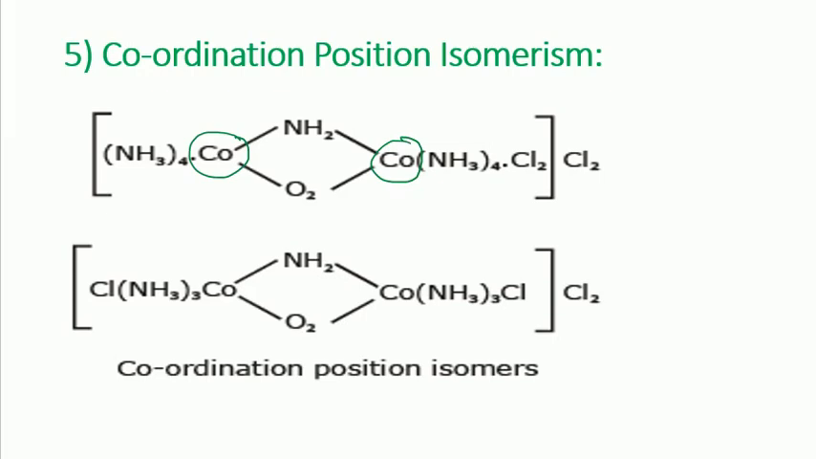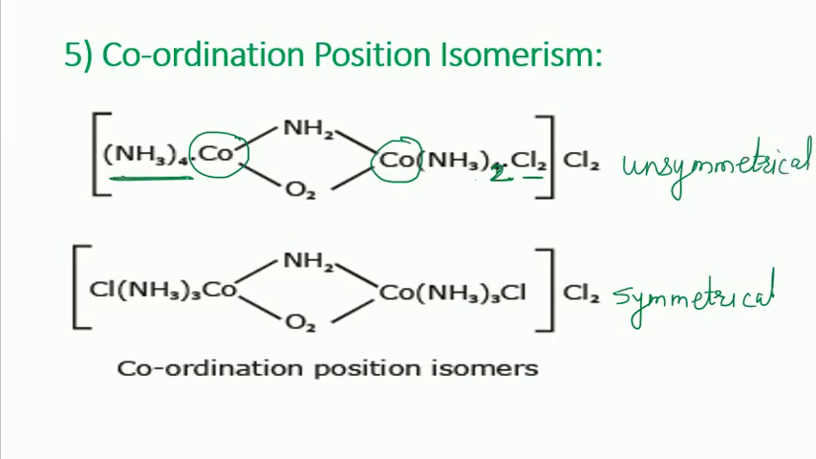Now in the first isomer, the distribution of ligands is unsymmetrical. If we see, the 4 ammine groups are here, and here there are 2 ammine groups. Instead of 4, there are 2 ammine groups and 2 chlorides attached to the second cobalt, while in the second it is a symmetrical arrangement, and here an unsymmetrical arrangement of the ligands.